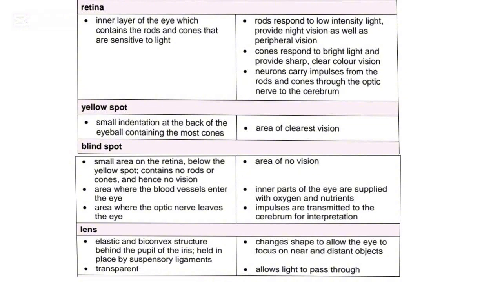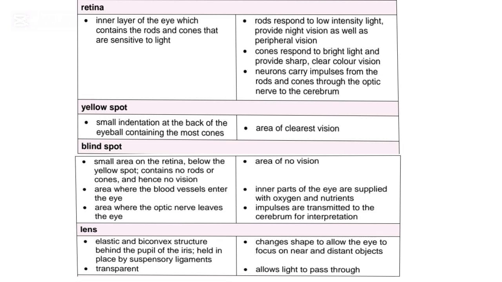Retina. This is the inner layer of the eye which contains the rods and cones that are sensitive to light. The function of the rods is to respond to low-intensity light, provide night vision as well as peripheral vision. The function of the cones is to respond to bright light and provide sharp, clear color vision. Function of the neurons is to carry impulses from the rods and cones through the optic nerve to the cerebrum.